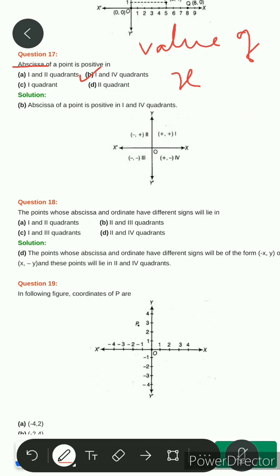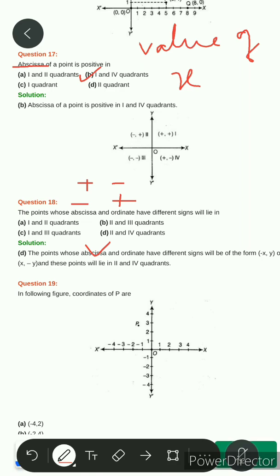The points whose abscissa and ordinate have different signs will lie in. That means if abscissa is positive, ordinate is negative, or if abscissa is negative, ordinate is positive, both show different signs. Clearly, it is option number 2, second and fourth quadrant.